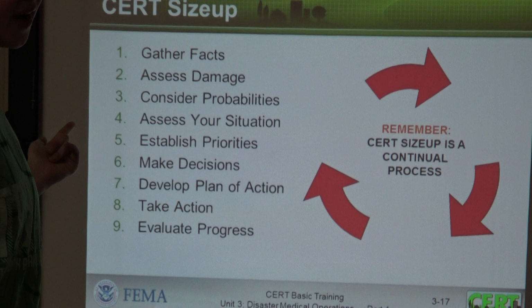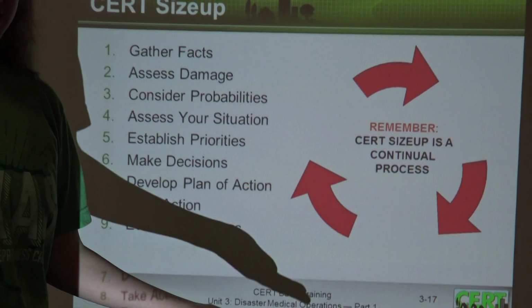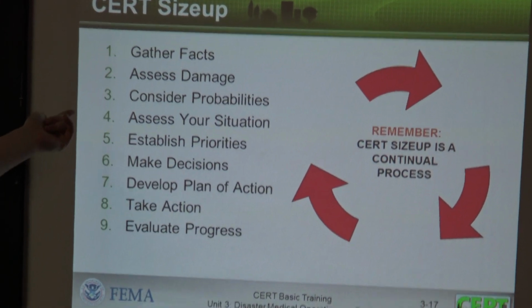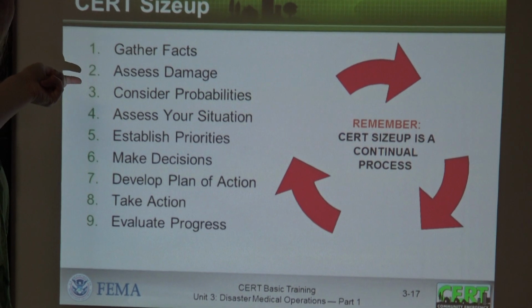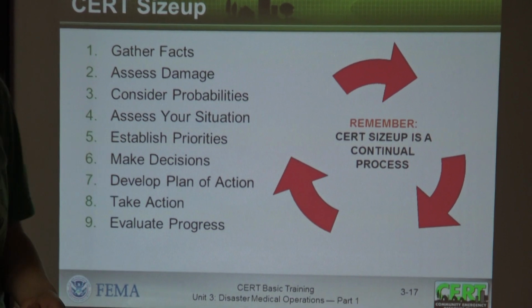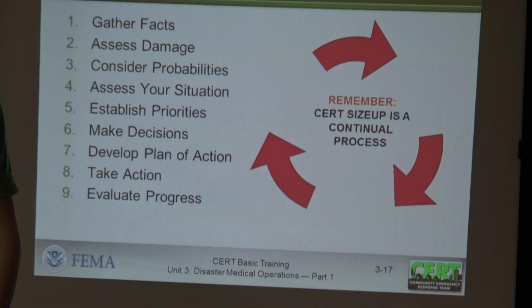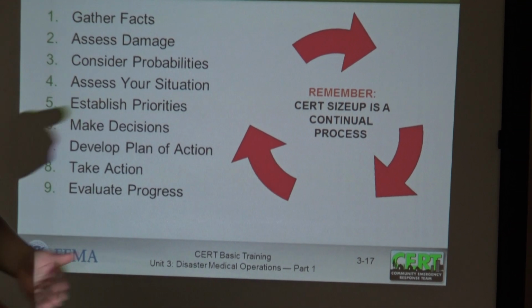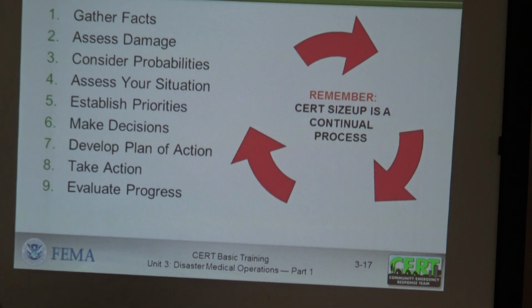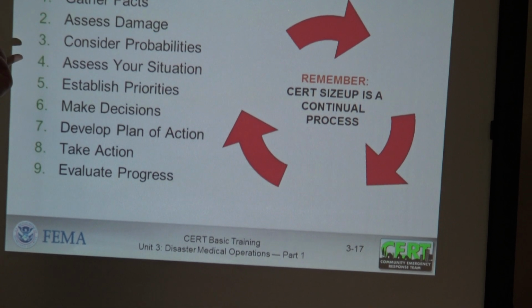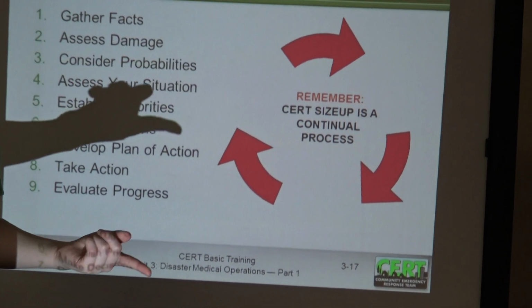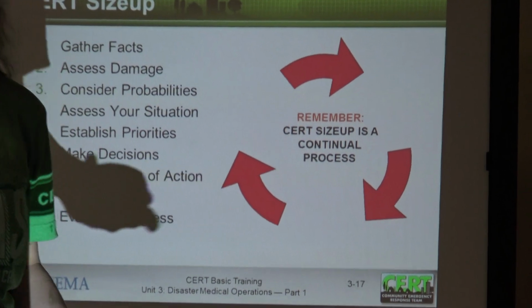You have to gather the facts, basically what just happened, who's hurt, and then we go down to assess the damage. Is someone dying? Do I need to help them? Do I need to go directly and help them? Or can I help more people by moving them out of the way? And then consider possibilities. If I don't help them, if I help them first, what's going to happen to the other person?